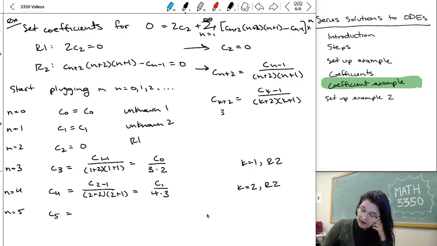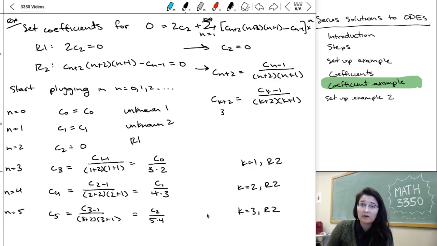And then for C5, that's going to be when k is 3. So I'm going to look at c_{3-1} over (3+2) times (3+1). That's C2 over 5 times 4. But C2 isn't one of my two unknowns. I can only have things in terms of C0 or C1. So then I roll back up and I find, oh, I need to plug in 0. So C5 is just 0. I'm going to go ahead and move to my next slide here. So if you're still writing that last one, take a second, go ahead and pause.